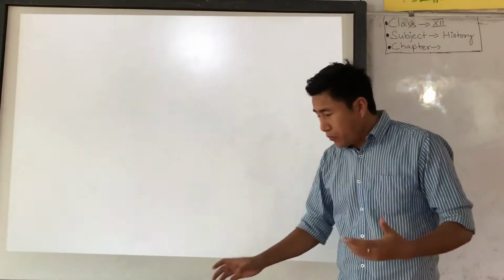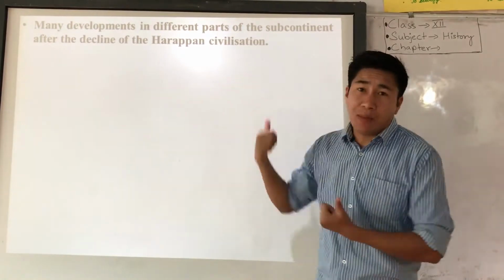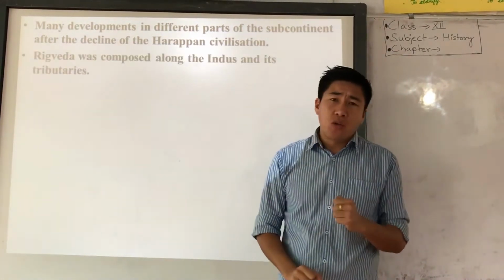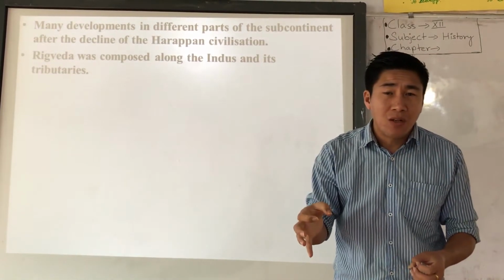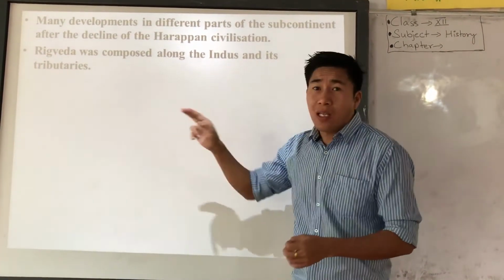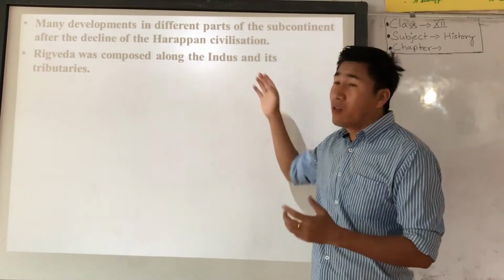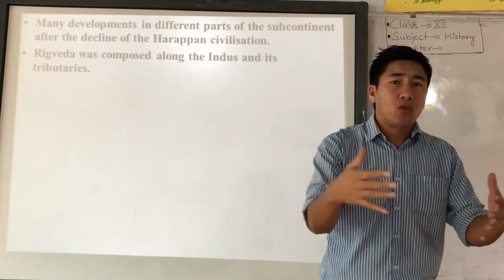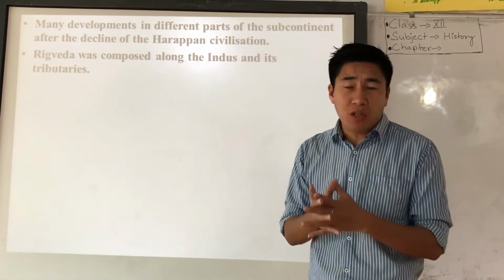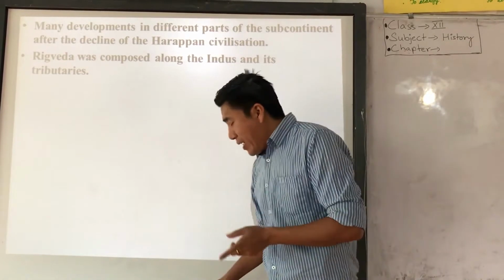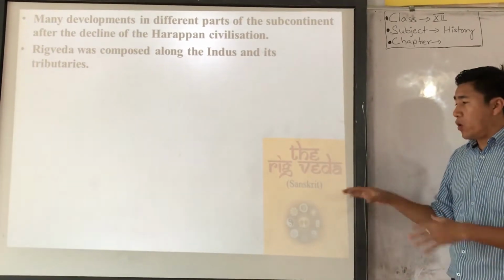Now, first change, as I told you, right, many developments in different parts of the subcontinent after the decline of Harappan civilization, right? And the first major change in this period is, as I told you, the Rig Veda was composed, meaning they started writing, right? Composed along the Indus and its tributaries. The people who lived near the river Indus, especially the Brahmins here, right? Those who lived near the river Indus and its tributaries, meaning streams that join the main river, started writing the Rig Vedic text, one of the most ancient texts of India, the Hindu text.